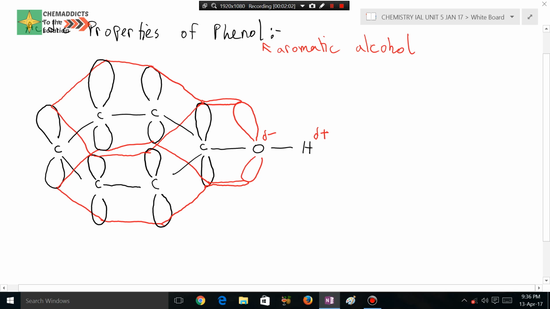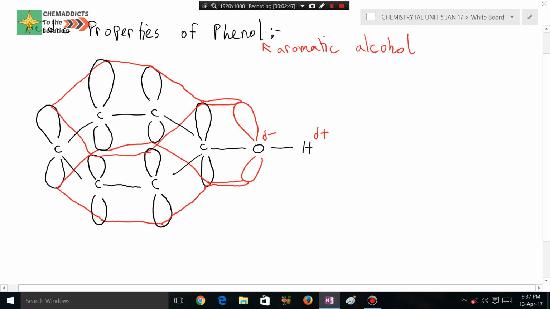So normally alcohols don't show any acidic or basic properties. It is a neutral solution. Normal aliphatic alcohol has neutral characteristics, but aromatic alcohol, particularly phenol, has acidic properties. So we are going to learn the reasons behind the acidic properties of phenol.